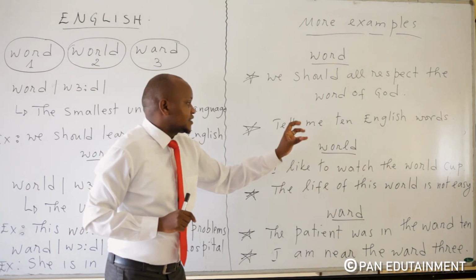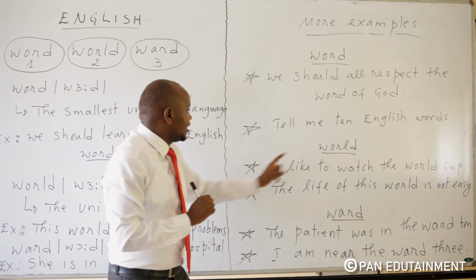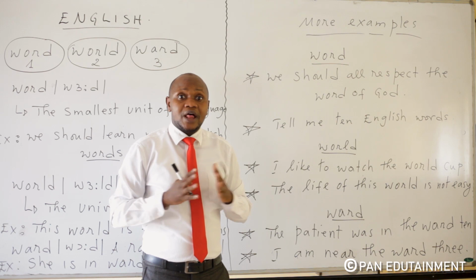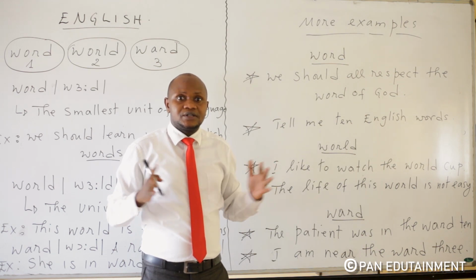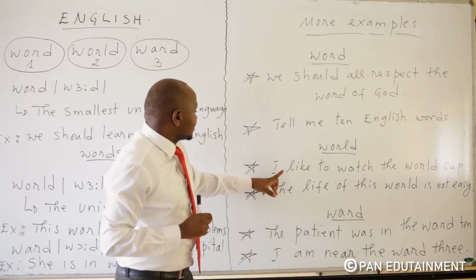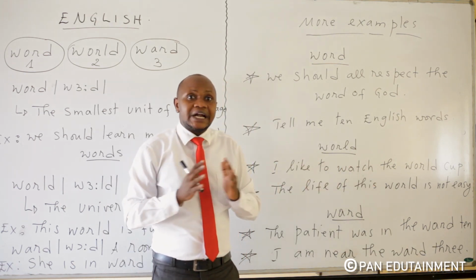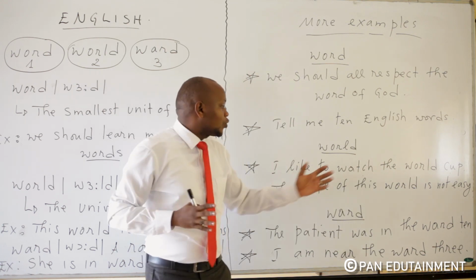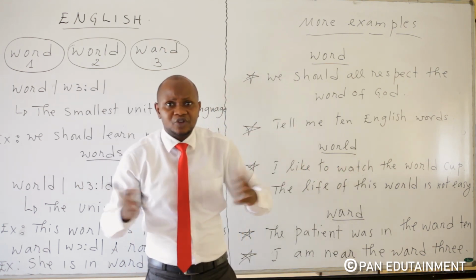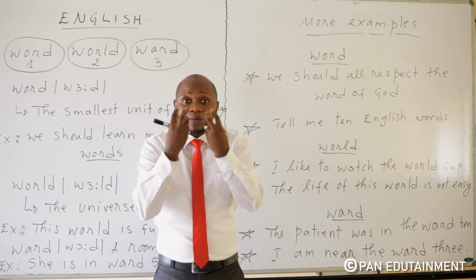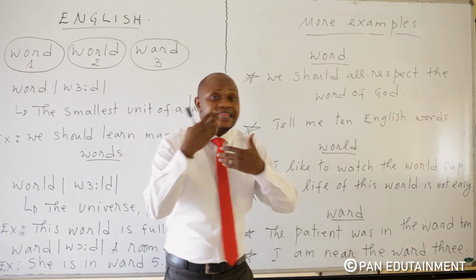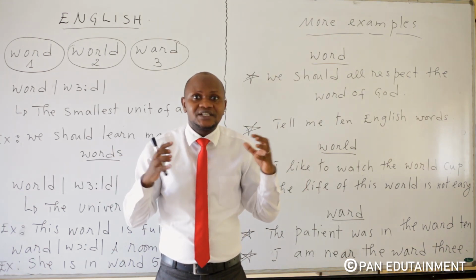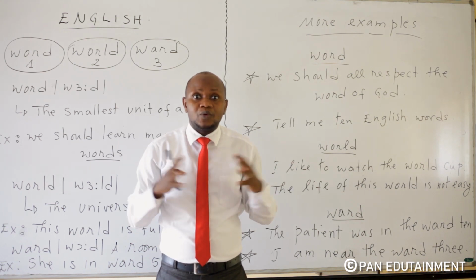the second vocabulary or the second word. Ijambo rya kabiri twabonye ari ryo world. This world. World. Harimo la. World. Good. You can say, I like to watch the World Cup. The World Cup. Nkunda kureba igikombe cy'isi. Wenda ni football. Igikombe cy'isi. Nkunda kureba iyo mikino. I like to watch the World Cup. World. Urumva ko bitandukanye na word. World Cup.